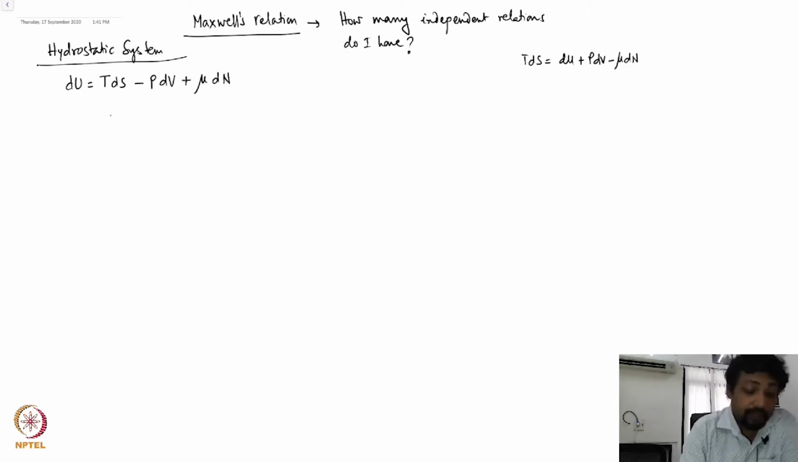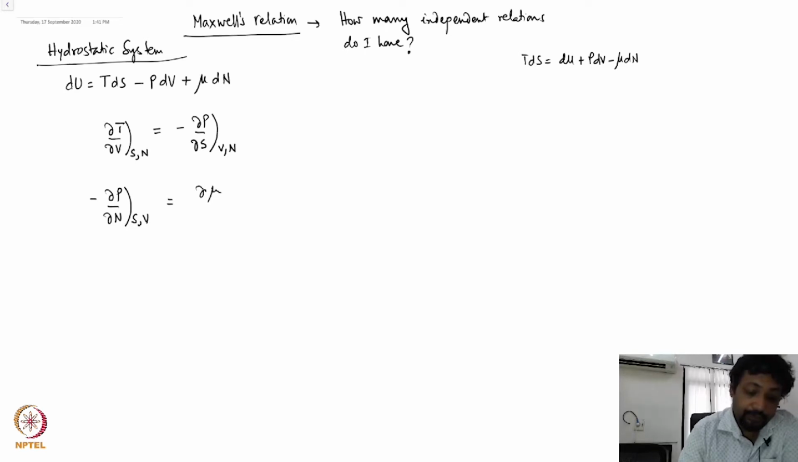plus PdV minus mu dn, then you can manipulate this. And my Maxwell's relations read the following: del T, del V, S and n held constant, this is because u is a state function and therefore an exact differential, is minus del P, del S, V and n held constant. Then we had minus del P, del N, S and V held constant is del mu, del V, S and n held constant.